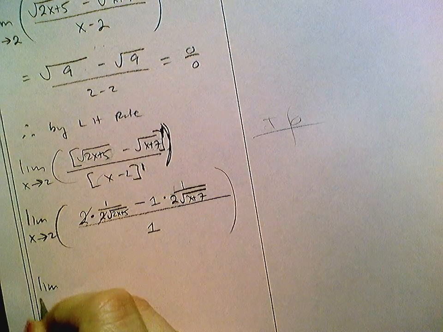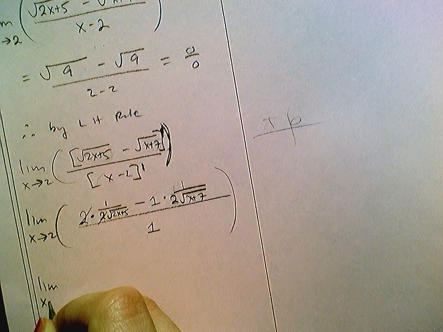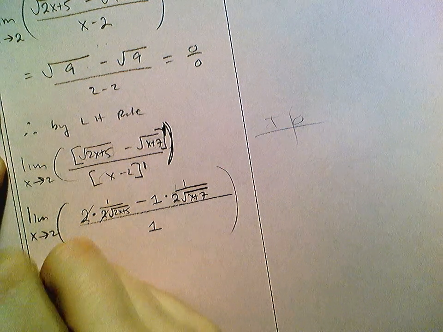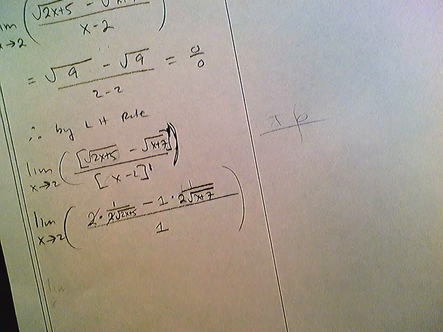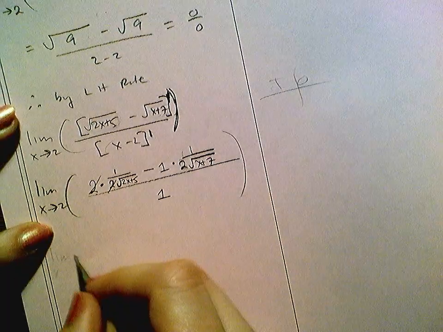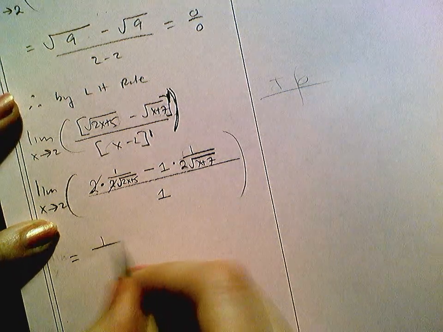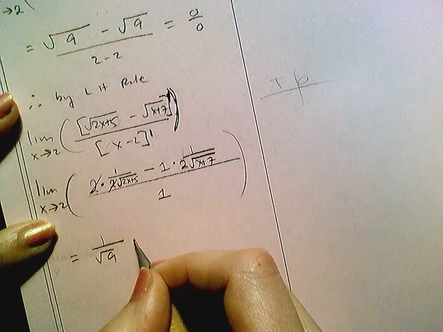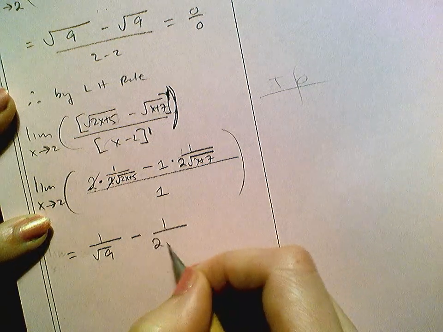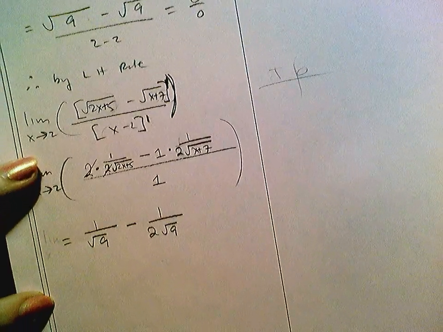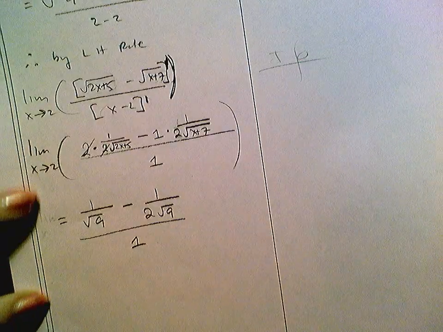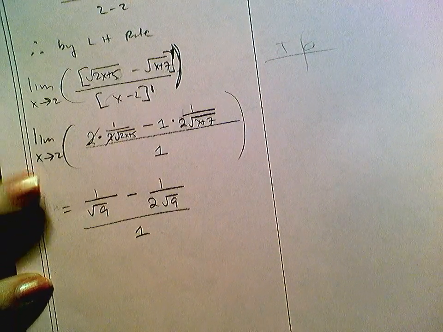So this is the limit. Actually, let me just plug it in now. Okay, so 2, now you do direct substitution again. So this is 1 over radical 9 minus 1 over 2 radical 9 all over 1. It's going to work, all right?